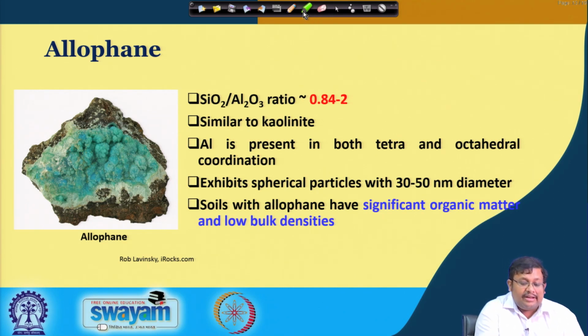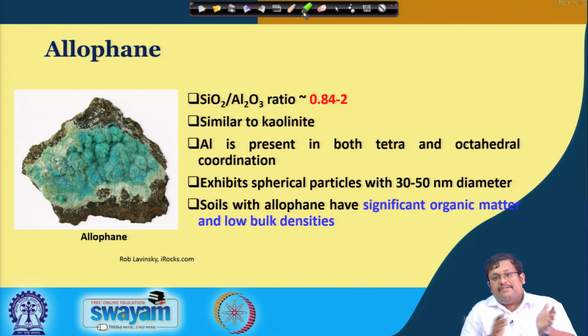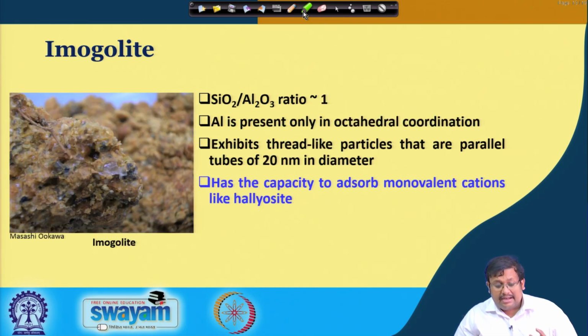Basically, in this allophane, the silica and alumina ratio is 0.82 to 2. It varies from 0.84 to 2. It is also similar to kaolinite. Aluminum is present in both tetrahedral and octahedral coordination, and it exhibits spherical particles with 30 to 50 nanometer diameter, and soils with allophane have significant organic matter and also allow low bulk densities due to high organic matter.